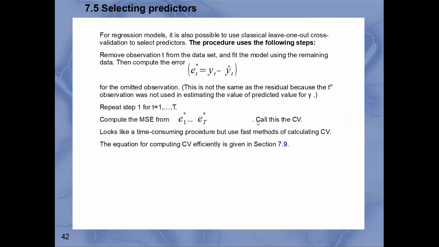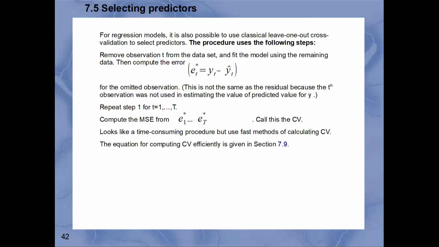So for regression models, it's possible to use the classical leave-one-out cross-validation to select predictors. The procedure uses the following steps. Remove the observation from the test set and fit the model using the remaining data, and then compute the error. So you do y_t minus your predicted value, the actual data minus your predicted data for the omitted observation.